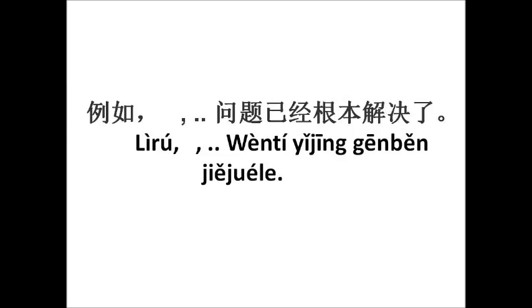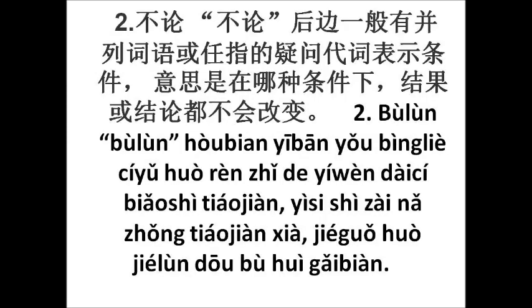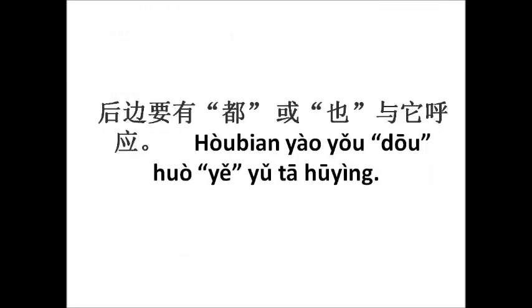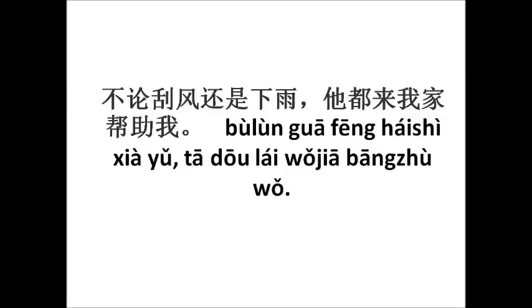Moving on to the second grammar point, bulun. Bulun is usually followed by parallel words or an interrogative pronoun to indicate a condition, implying that something remains the same under any circumstances. It is used in conjunction with dou or ye. Let us read some examples of bulun. Bulun gua feng haishi xia yu. No matter whether the wind blows or it rains.